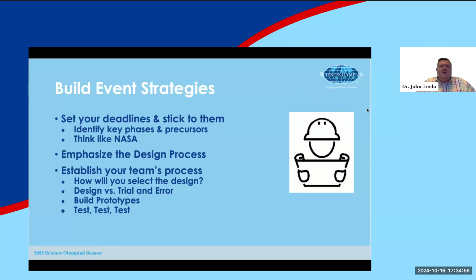And then again, you as the coach need to set the process. How are you selecting the design? Are you going to go design versus trial and error? I know a lot of teams out there, and particularly I think Towers is a great one, say let's just start building. We got some balsa wood, we'll start throwing some stuff together. Helicopters, same way. You can do it that way, but you're going to go through a lot of builds and a lot of balsa, and I think you're going to have a lot more miss than hit. I would encourage you to design, build your prototypes, and then test your prototypes.